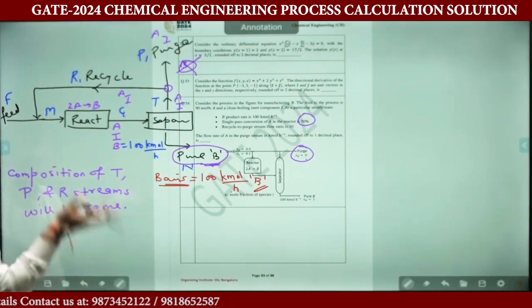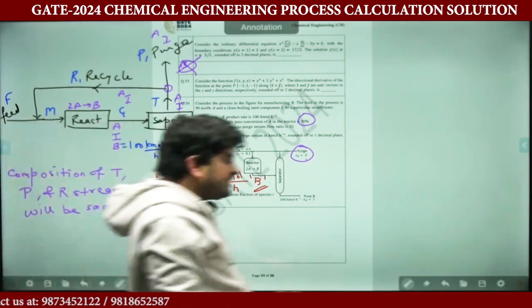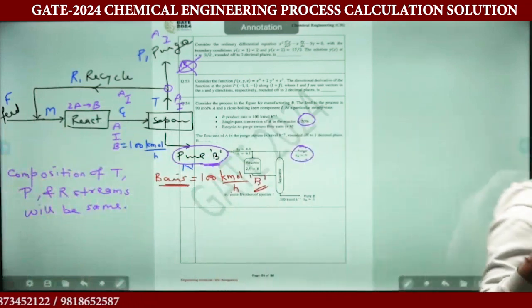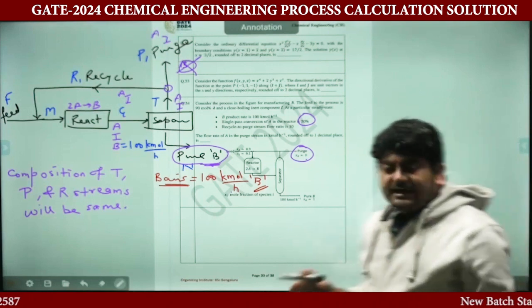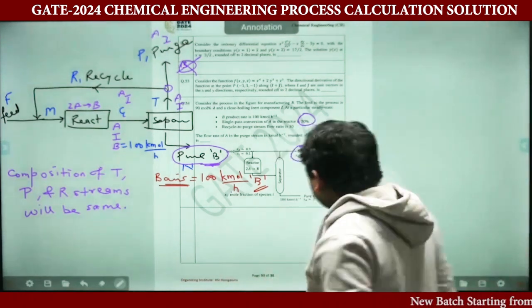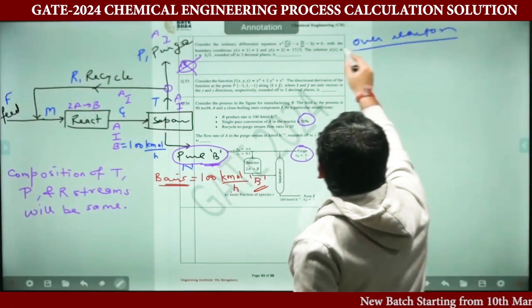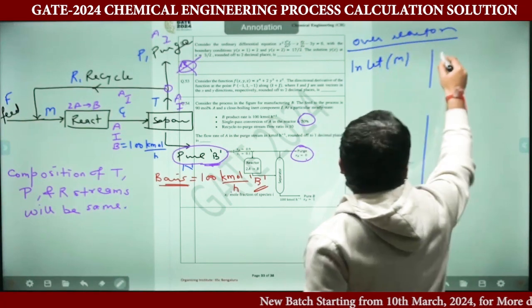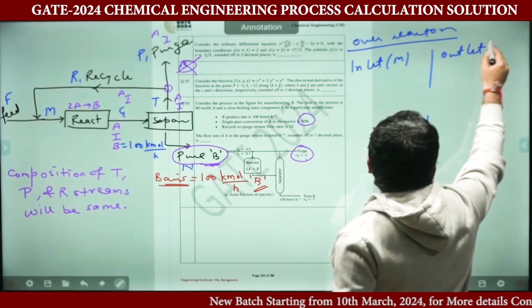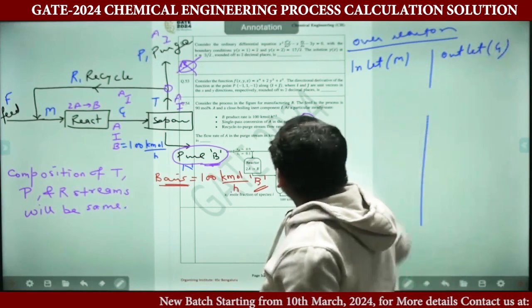After that, just come to the reactor. I have told you so many times in the class: if you are stuck and you don't know what to do, always go to the reactor. 90% of the time you will get your answer from there only. So over the reactor, we have the inlet stream, that is the M stream, and the outlet stream, that is the G stream, the reactor outlet.